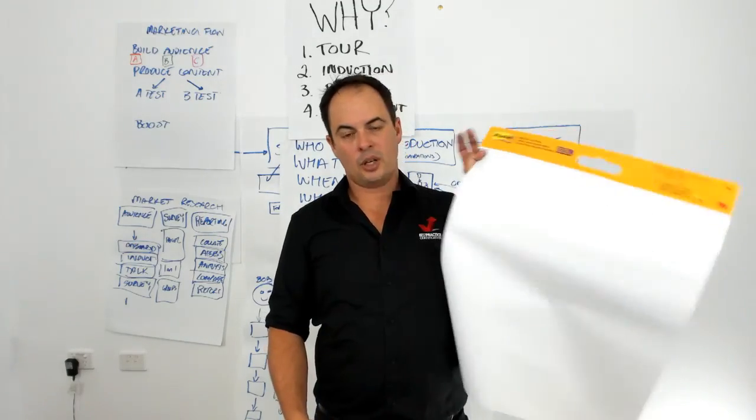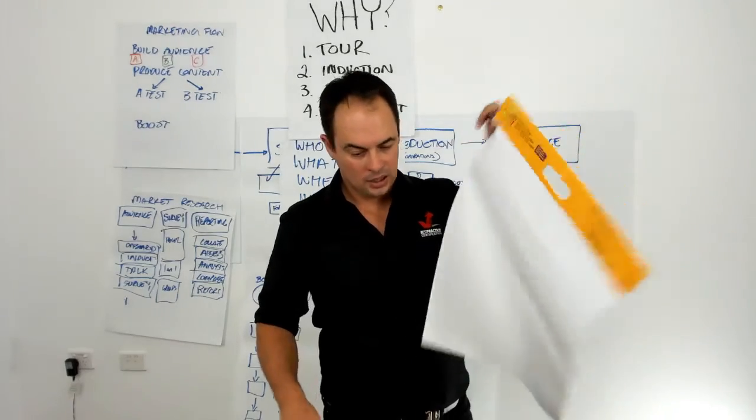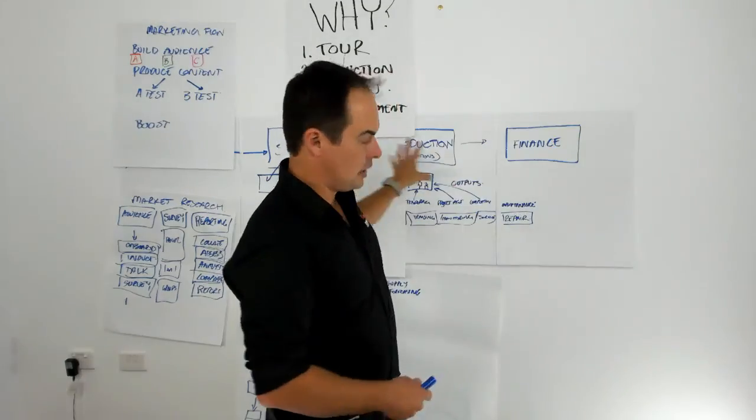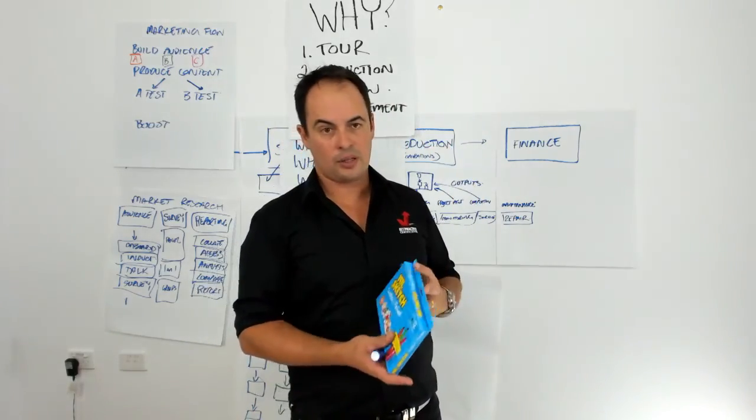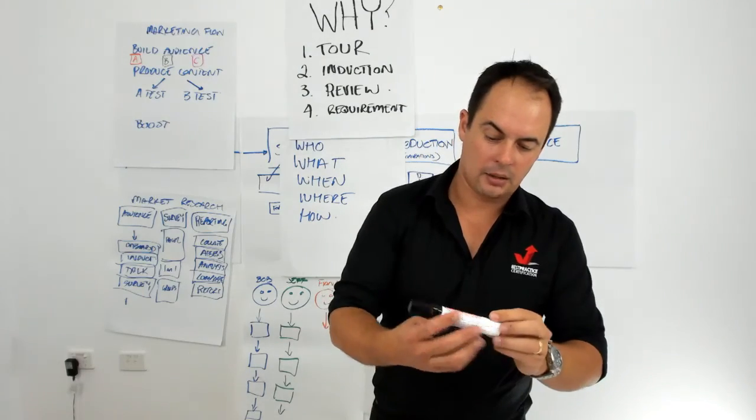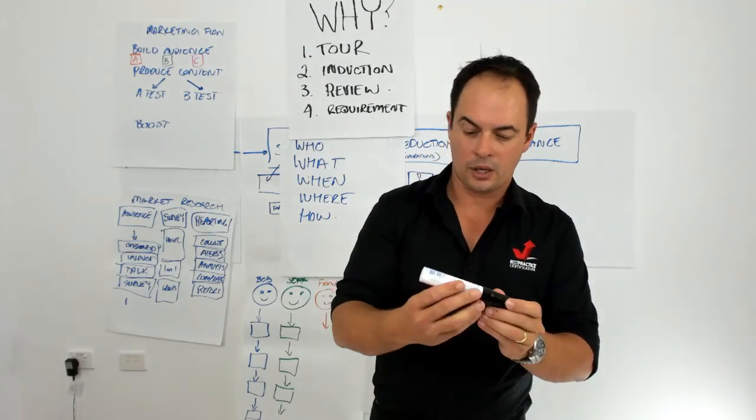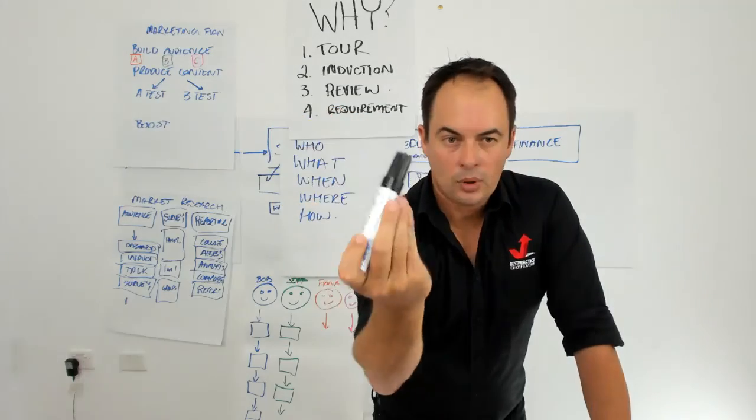I use Post-it Note 3M paper. Get the good stuff. It's worth every cent. You can just slap it up on the wall like we've done today. It's pretty cheap really, because I didn't have to buy an easel or a board or anything like that. Those are the texters I use for butcher's paper, and these are the great texters, Artline 5109A. That's what I use for whiteboards.